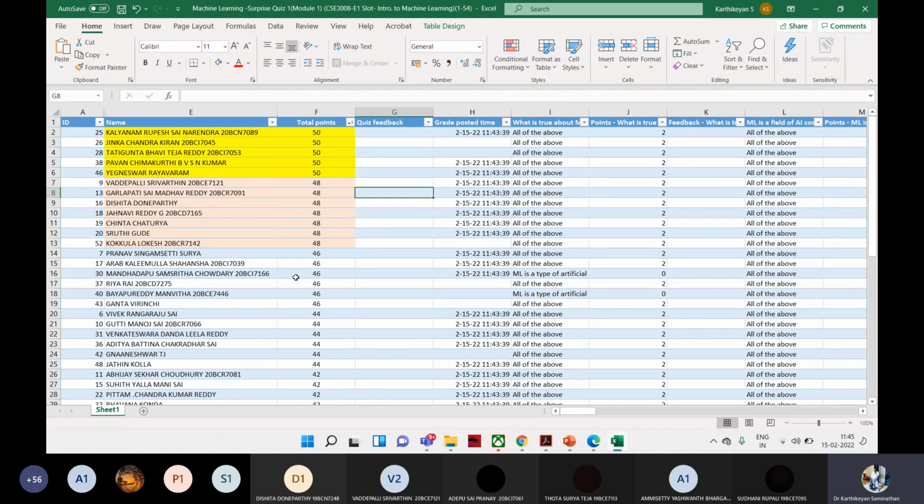That's it. So 48 is Srivardhan, Madhav Reddy, Dishita and Janavi, Chinta Chadurya, Shruti and Lokesh. So 48, very good.